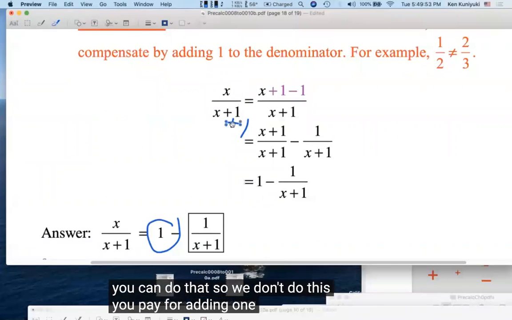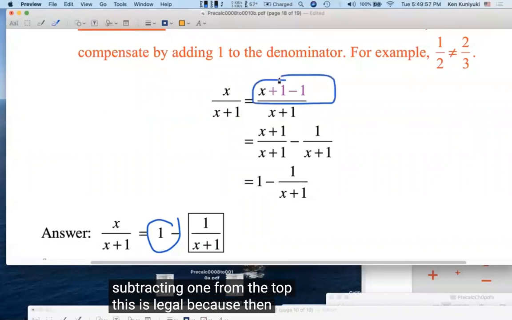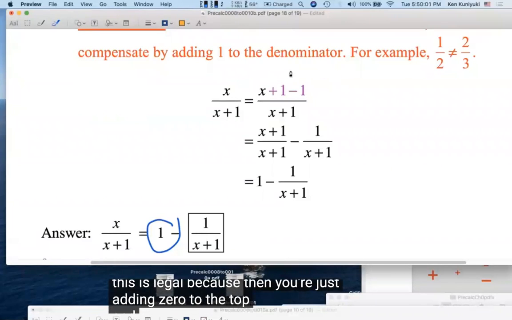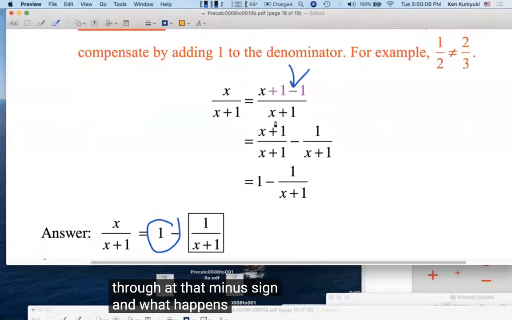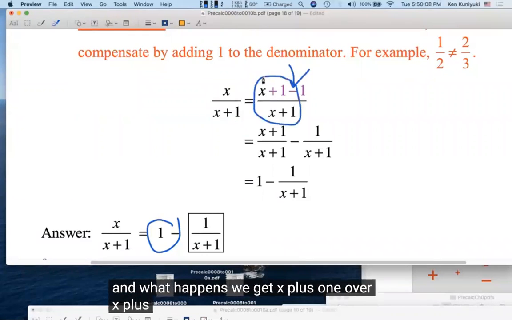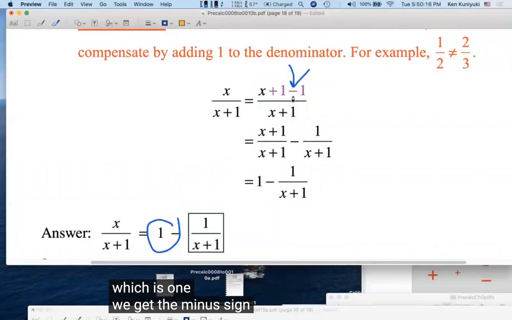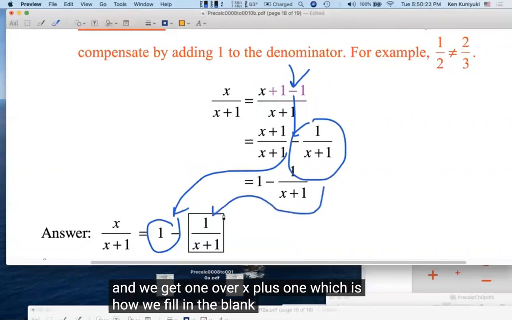You pay for adding 1 to the top by subtracting 1 from the top. This is legal because then you're just adding 0 to the top. And then we can break the fraction up at that minus sign. And what happens? We get x plus 1 over x plus 1, which is 1. We get the minus sign. And we get 1 over x plus 1, which is how we fill in the blank.